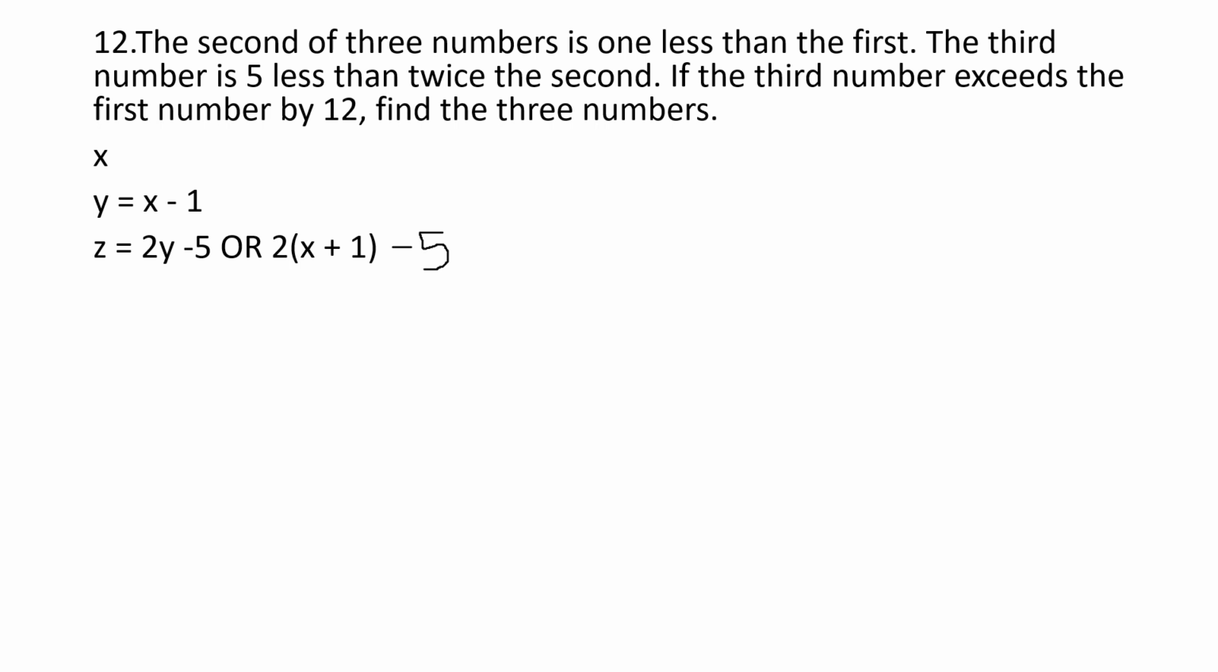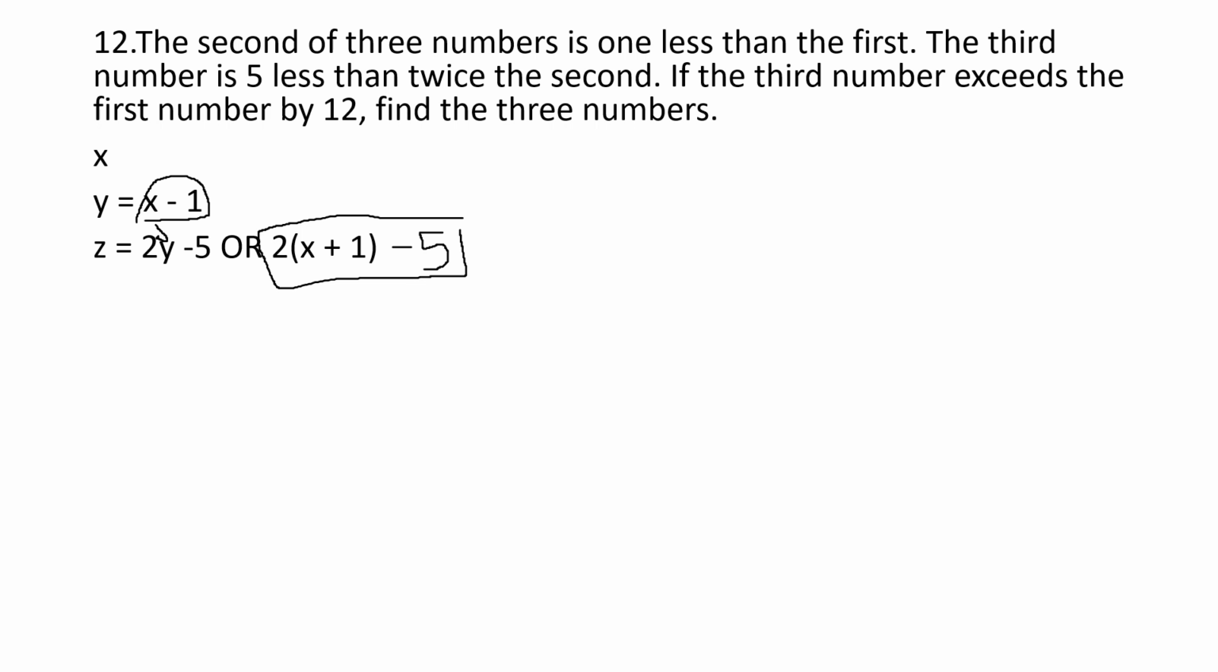Because y equals this, I can go ahead and replace that y. And this would be my first z equation. So the third number is 5 less than twice the second. The second is y, but we know that y is x minus 1. So just replace the y, and there's my first value for z.